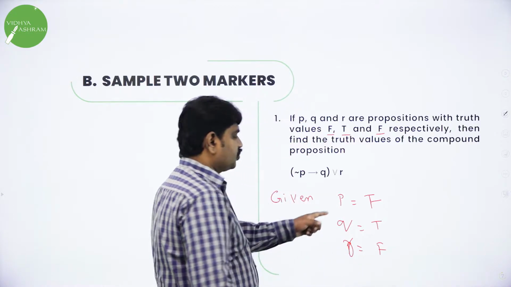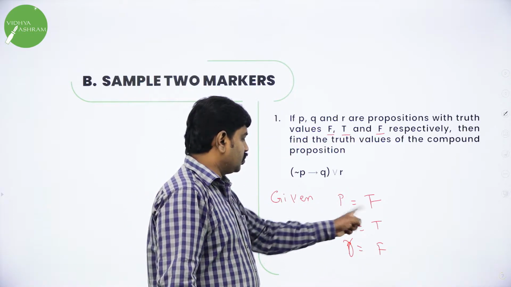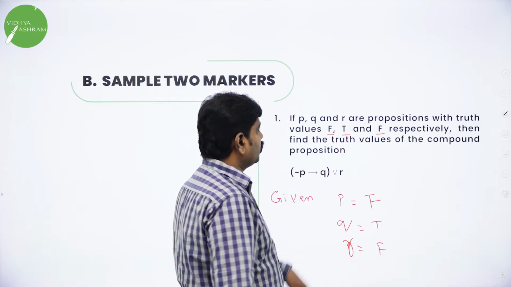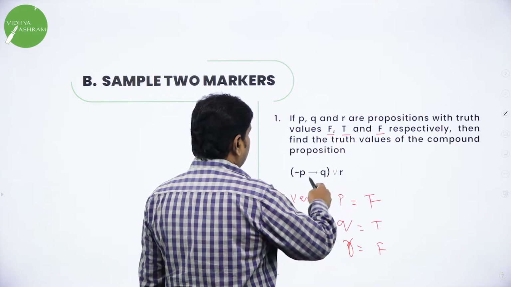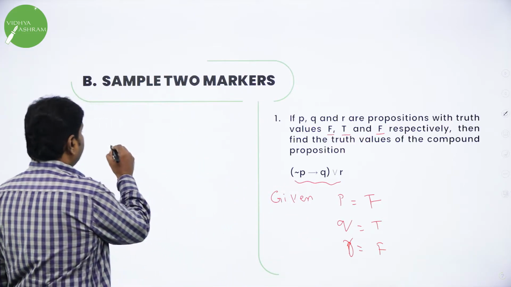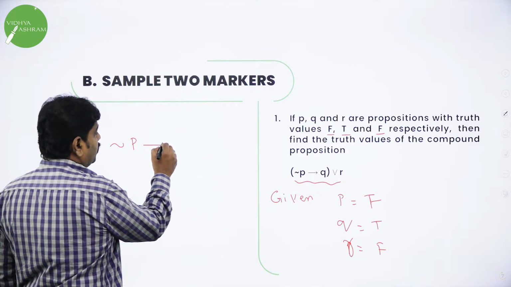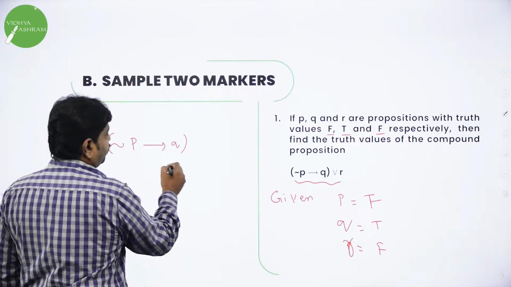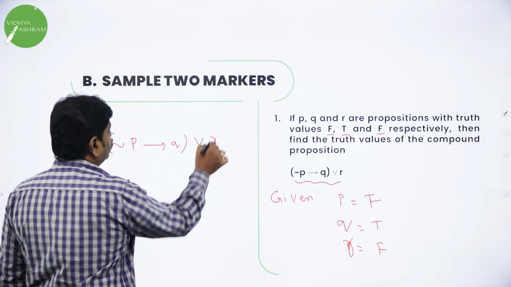P, Q, R values are given. P false, Q true, R false. They want you to find the truth value of this. The question is, they want you to write the truth value of negation P implies Q or R. So they want the truth value.